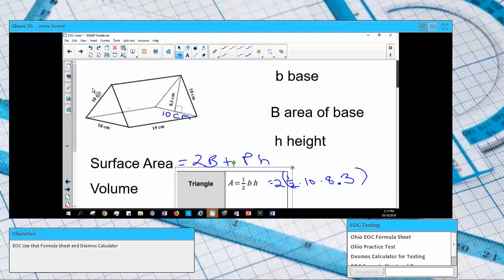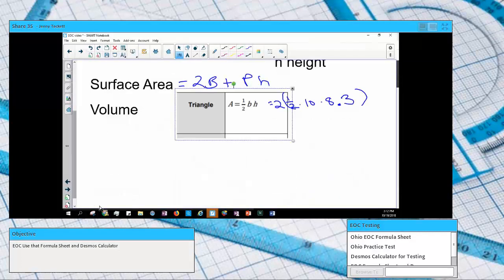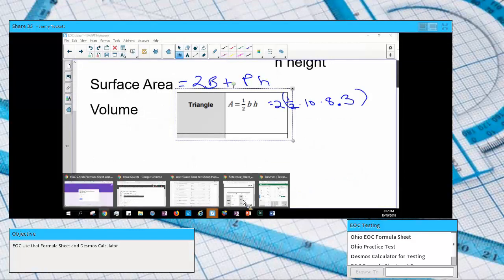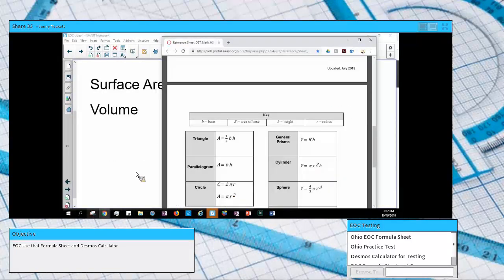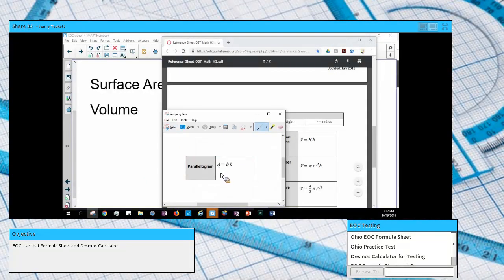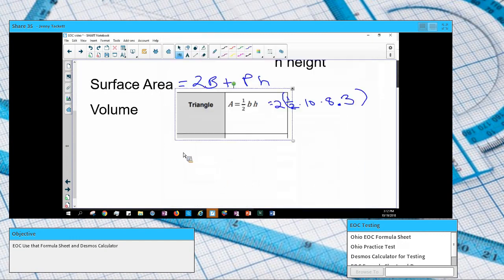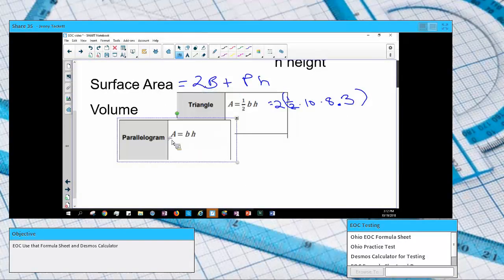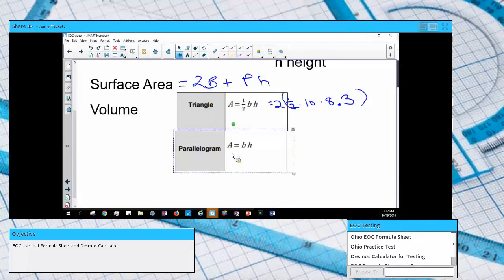Notice these sides are equal rectangles. They have a width of 10 and a height of 14. So now I can go to my formula sheet, get my parallelogram formula, and we said our base was 10, our height was 14, and because this had a triangle, we're going to multiply that by 3.